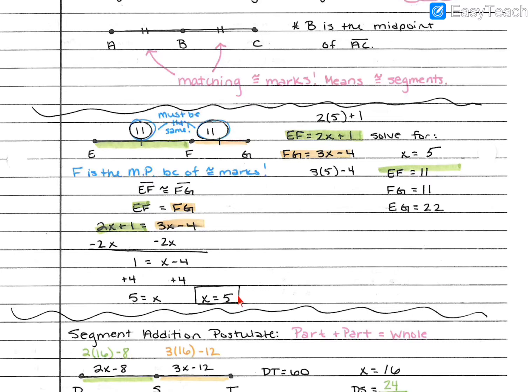All right, that's the first step. It's probably also going to ask for the lengths. So over here, not only did I find that X was 5, but if you plug 5 back in, 2 times 5 is 10. 10 plus 1 is 11. EF is going to be 11. FG, what should it be? It should also be 11, because remember, part was equal to part. So let's make sure. 3 times 5 is 15. 15 minus 4 is 11. So we also got that FG was 11. If it asks you for EG, then EG is going to be 22, because that's the whole length. Okay.